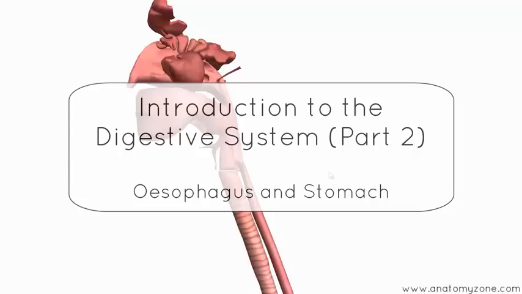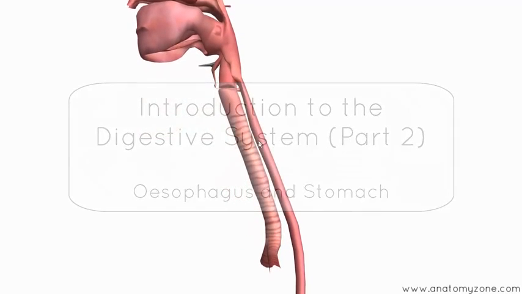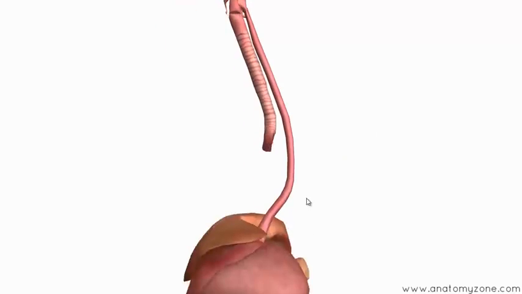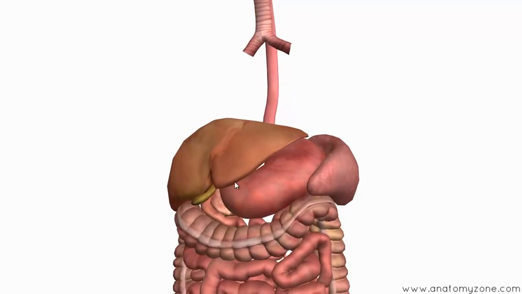So after the bolus of food passes from the pharynx, it enters into the esophagus, which I mentioned before. So the esophagus is another long muscular tube. This tube is about 25 centimeters long, and it joins the laryngopharynx to the stomach. So you can see the stomach below, this sac here.